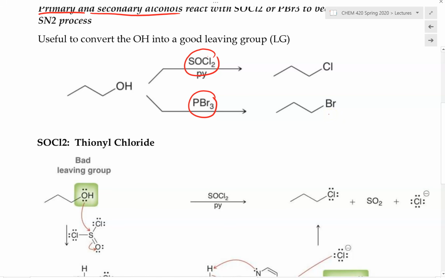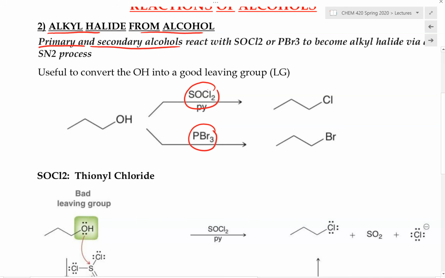But before we go over these two reagents, let's discuss why we want to be able to convert an alcohol into an alkyl halide. Well, synthetically speaking, this is useful because alcohols are not very good substrates, because this OH right here is not a good leaving group. So anytime we need to convert an alcohol into a good leaving group, it is useful to convert it into the alkyl halide first. And so these are the two chemical reagents that will allow us to convert a primary and a secondary alcohol into the alkyl halide.